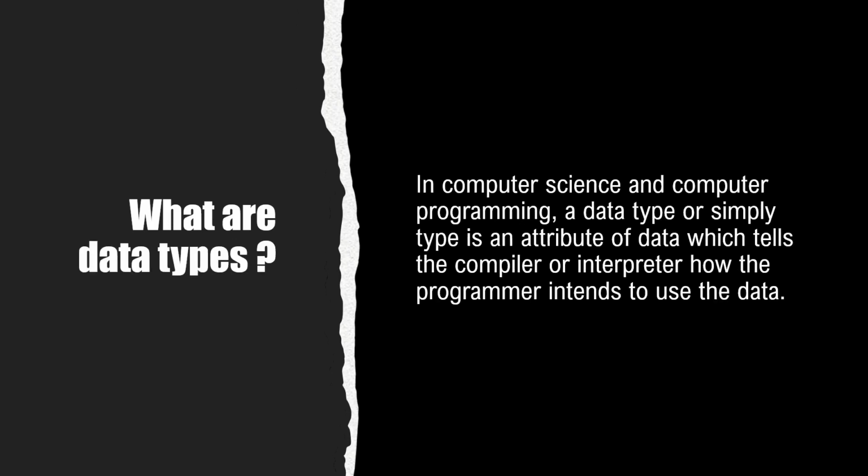The next slide: what are data types? In computer science and computer programming, a data type, or simply type, is an attribute of data which tells the compiler or interpreter how the programmer intends to use the data. Now, this might be confusing for some of you, so let me explain. A data type is an attribute, a property of the data.